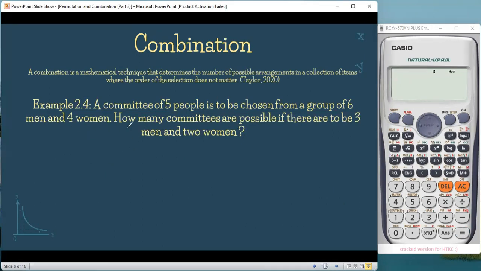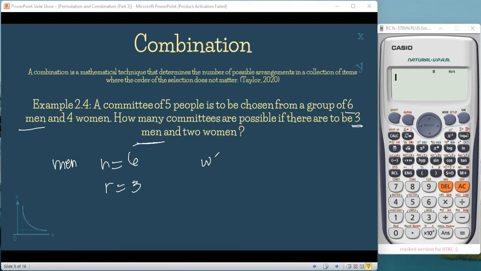So paano naman po kapag ang tinanong how many committees are possible if there are to be 3 men and 2 women? Ilan nga po yung kalalakihan natin? So we have 6 men here. So ibig sabihin kapag men, we have yung total niya is actually 6. Pero ang kailangan lang daw po natin sa 6 na yun is a committee of 3 men. So ibig sabihin R is equal to 3.